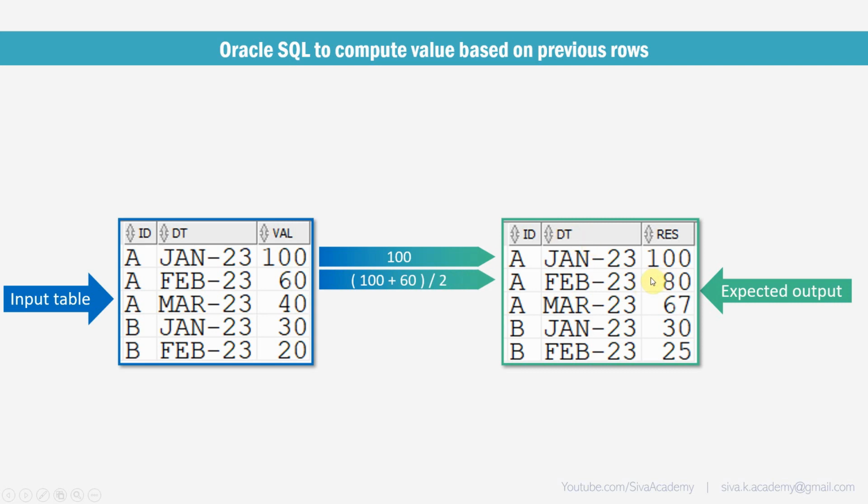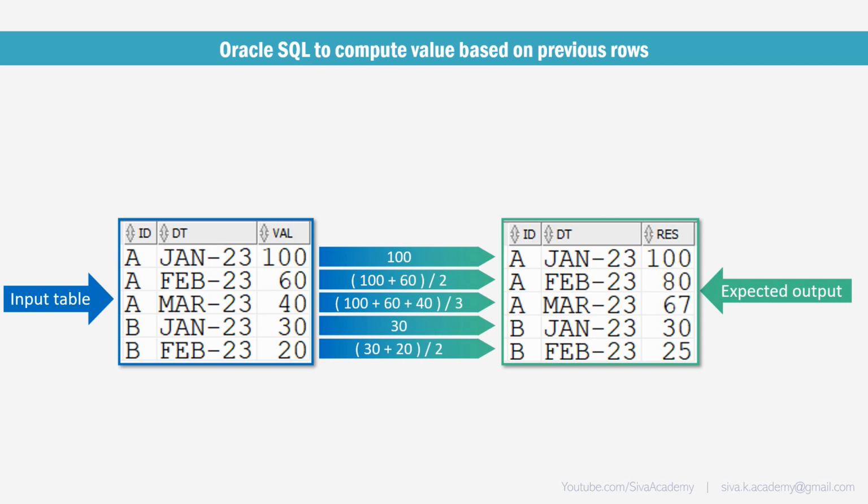Similarly, while calculating the value for the third row, we need to find the average value of the first, second and third rows. That is 100 plus 60 plus 40 divided by 3. Nothing but 67. Now the same thing we need to repeat for set B. So within set B, for the first row, it is nothing but 30 by 1, nothing but 30. For the next row, we need to compute 30 plus 20 divided by 2. So this is how we need to write a query to get the expected output.